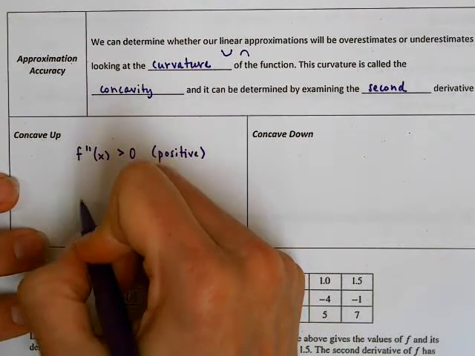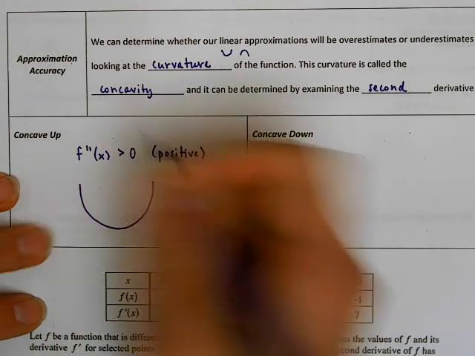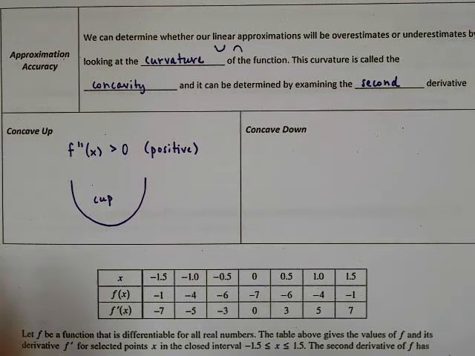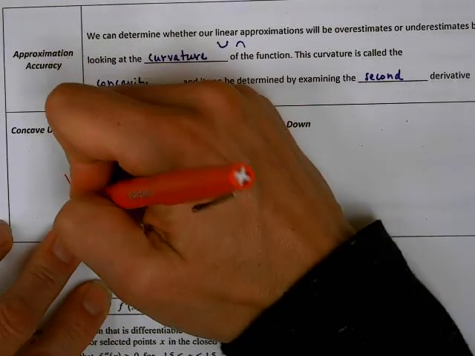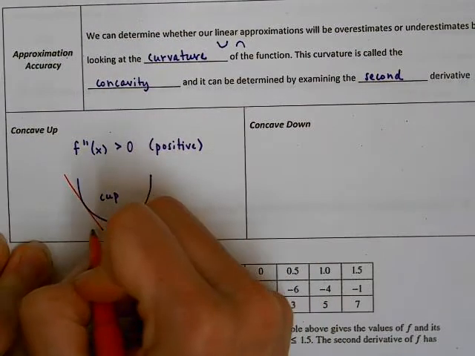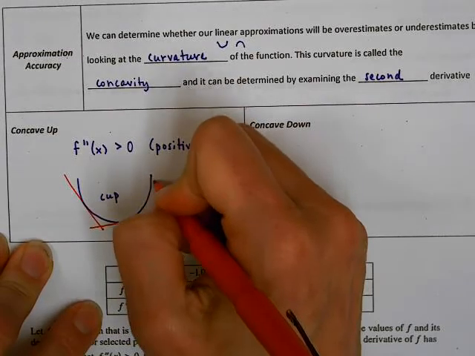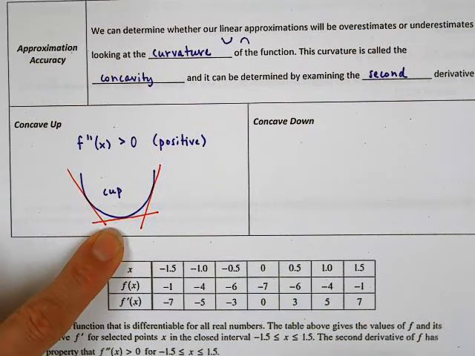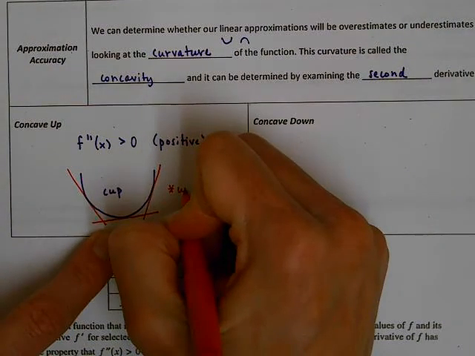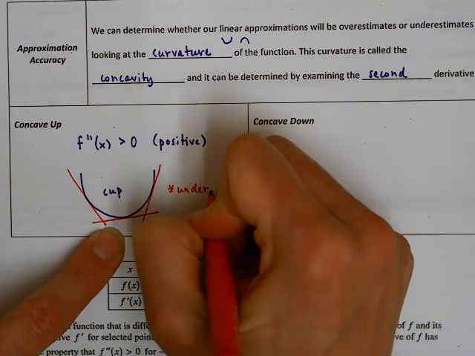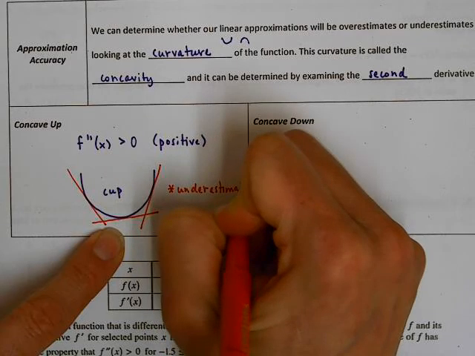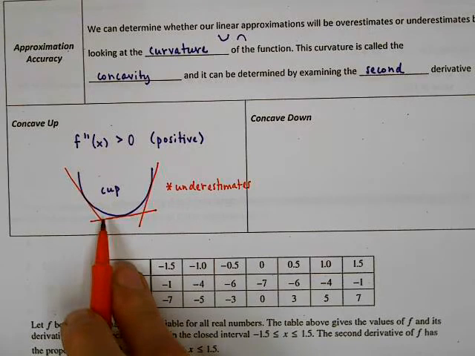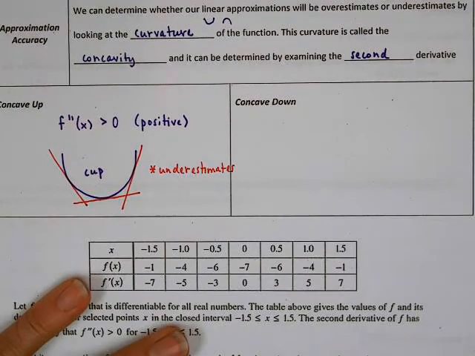If our function is curving up, we think of that like a cup. It could hold water. If I were to look at the tangent lines to that curve, so I'm just going to sketch in a few here, you would notice that those tangent lines all lie under the curve, so those estimates would be underestimates. Because if I were using that to estimate the value on the function itself, since they all lie below, that function value is going to be an underestimate.